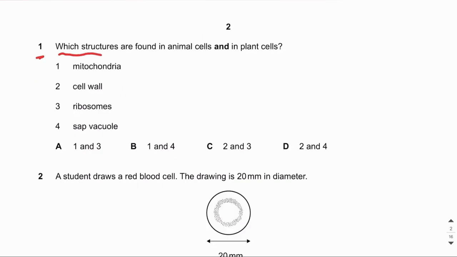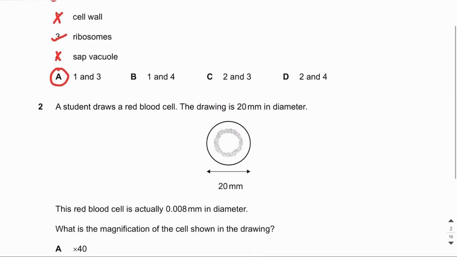Which structures are found in animal cells and in plant cells? So guys, mitochondria are found in both animal and plant cells. You know that. Cell wall is only found in plant cells. Ribosomes are found in both animal and plant cells. Sap vacuole is only found in plant cells, right? So the answer is 1 and 3, A. Let's move on to MCQ number 2.